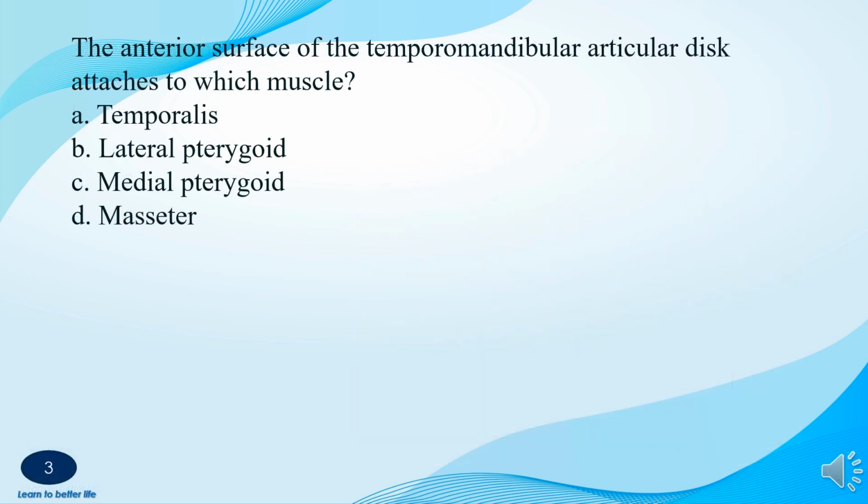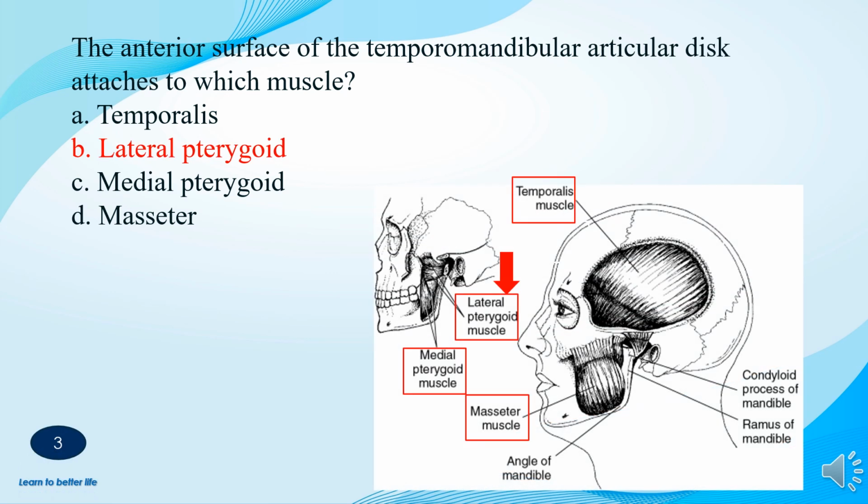The anterior surface of the temporomandibular articular disc attaches to which muscle? A. Temporalis. B. Lateral pterygoid. C. Medial pterygoid. D. Masseter. The answer is B. Lateral pterygoid.